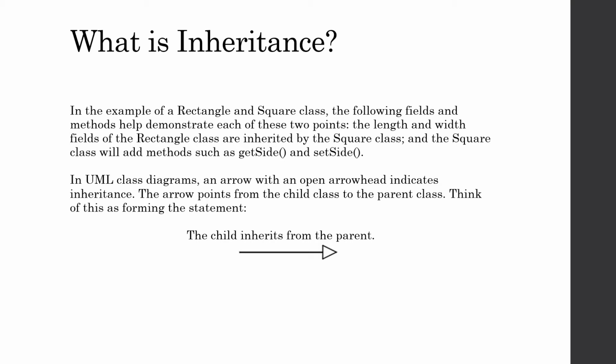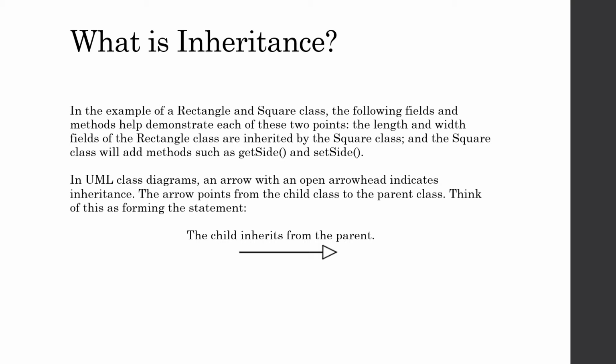If we're dealing with our UML class diagrams, we're going to have an arrow with an open arrowhead to indicate inheritance. The arrow will point from the child class to the parent class. So you can think of it as forming a statement like this, where we say the child inherits from the parent, and then the arrow is pointing in the direction of that sentence.